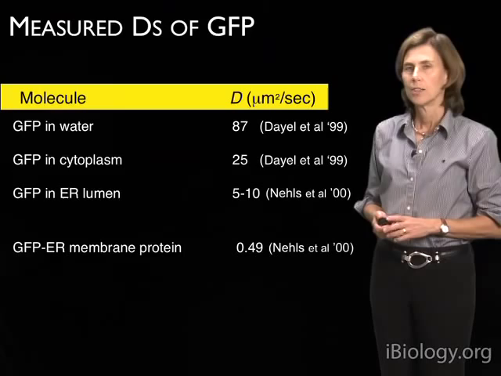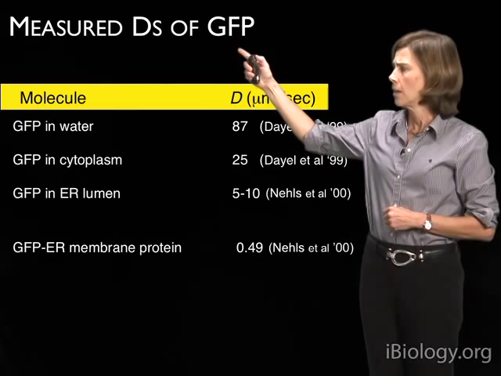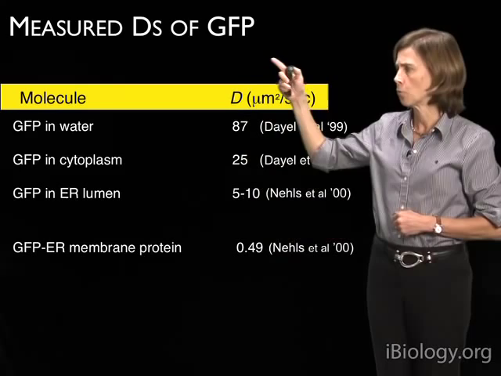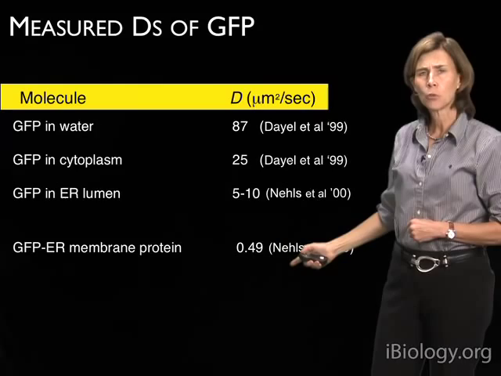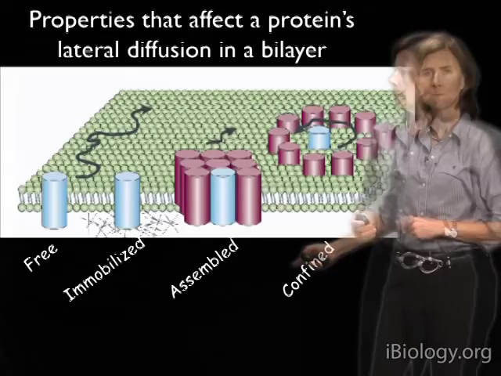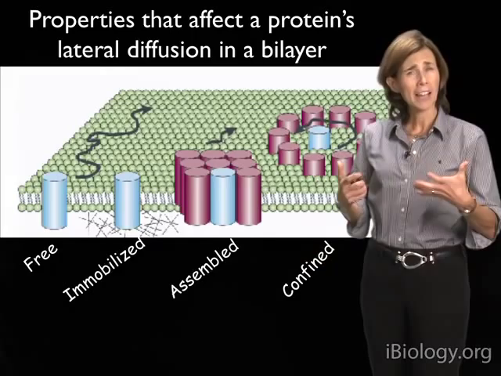Here are measured diffusion coefficients for the green fluorescent protein. What you can see is that there is over 100-fold difference in the diffusion coefficient of this molecule, depending on whether it's localized in water, cytoplasm, ER lumen, or integrated into the membrane bilayer. So what are the properties that can affect a protein's diffusion in different environments?